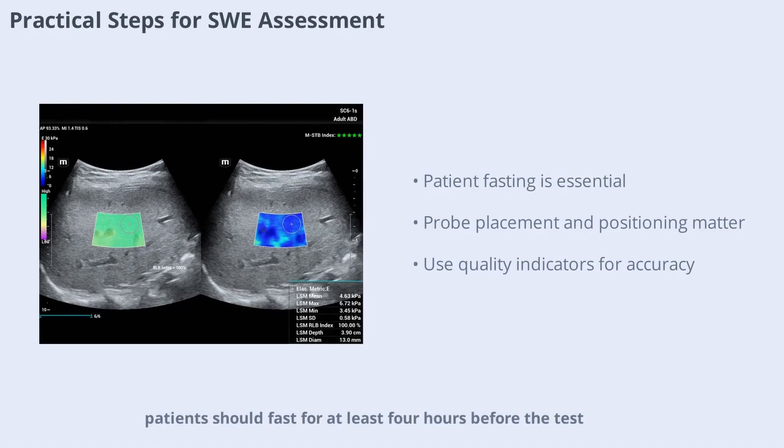Performing a shear wave elastography assessment for NAFLD involves several key steps to ensure accurate and reliable results. First, patients should fast for at least 4 hours before the test, as eating can temporarily increase liver stiffness. The clinician uses a linear high-resolution probe to scan the liver, looking for irregularities and selecting the best area for measurement. The patient is positioned to maximize the intercostal space, usually lying on their left side with the right arm raised.